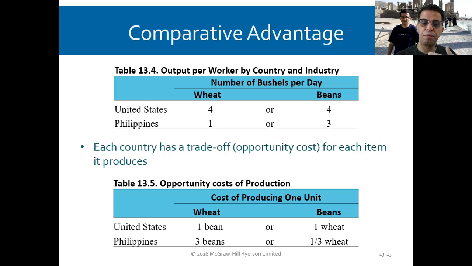In other words, for each wheat the United States produces, they have to sacrifice 1 bean, or for each bean they produce, they have to sacrifice 1 wheat. On the other hand, in the Philippines, if they sacrifice 1 wheat, they end up producing 3 beans. If they produce 1 bean, they have to sacrifice 1/3 of a wheat.